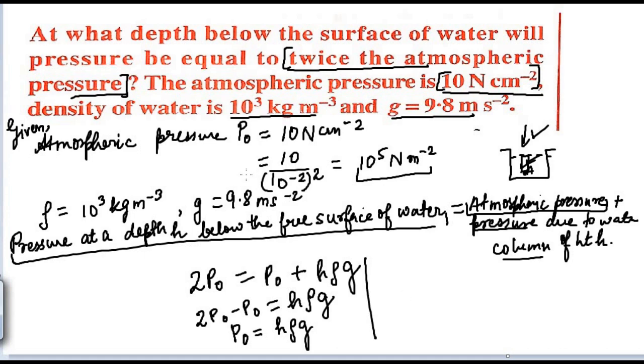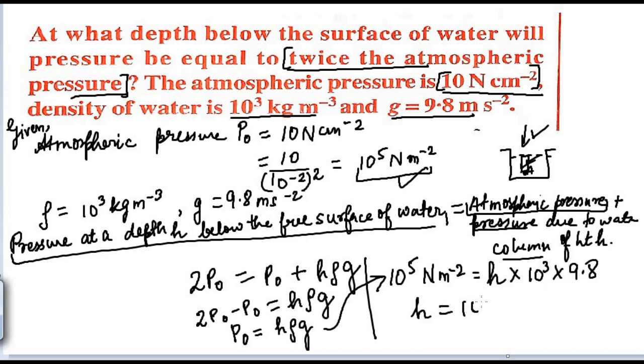तो p नॉट का वैल्यू हमें निकाल लिया, हमने SI में शुरुआत में ही निकाल लिया था. 10 टू द पावर 5 न्यूटन पर मीटर स्क्वायर इज इक्वल टू h रो g. h का वैल्यू हमें नहीं पता, हम यहाँ से यहाँ कर रहे हैं, ठीक है. एंड रो का वैल्यू हमें पता है 10 टू द पावर 3 एंड g का वैल्यू हमें पता है 9.8. तो h का वैल्यू सॉल्व करेंगे 10 टू द पावर 5 डिवाइडेड बाई 10 टू द पावर 3 इंटू 9.8 एंड दिस विल गिव अस 10.2 मीटर.